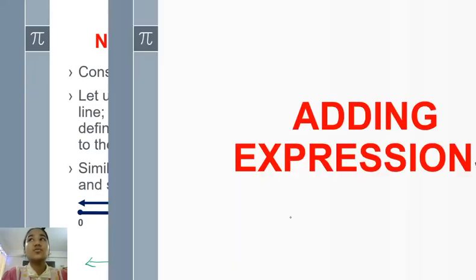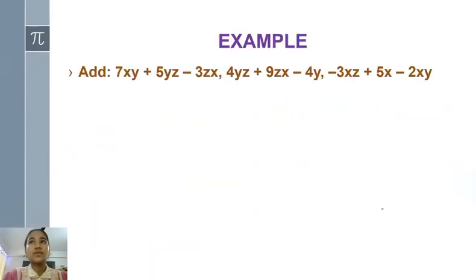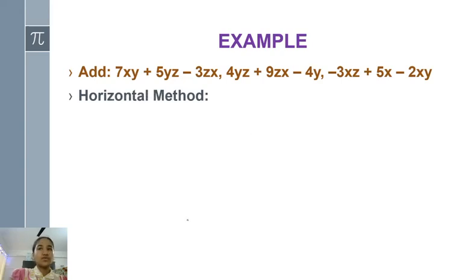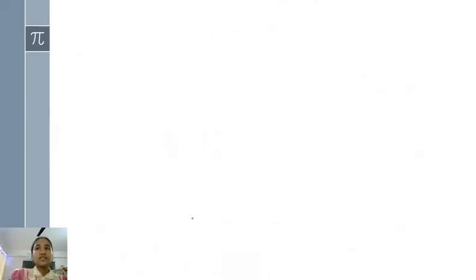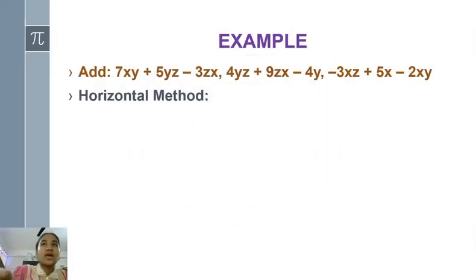So as I told, our today's topic will be adding expressions. Let's see what are the methods to add an expression. The first is the horizontal method, and the second method is the column method. I'll be dealing with the horizontal method at first. Add 7xy plus 5yz minus 3zx, one expression, plus 4yz plus 9zx minus 4y, plus minus 3xz plus 5x minus 2.